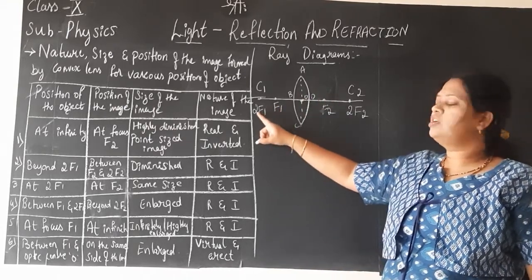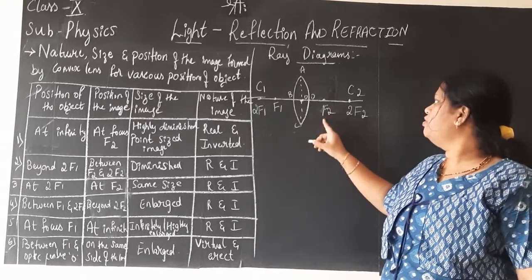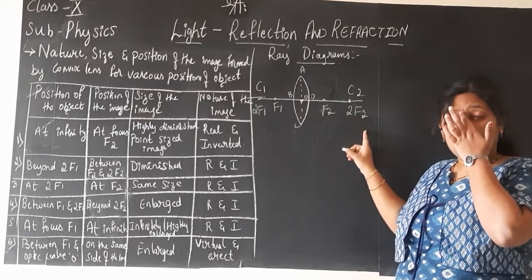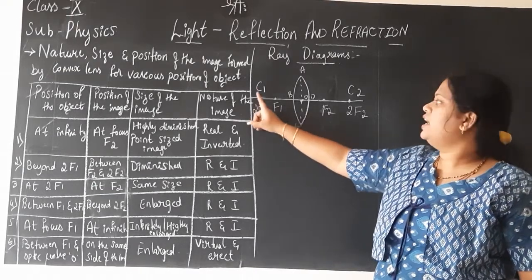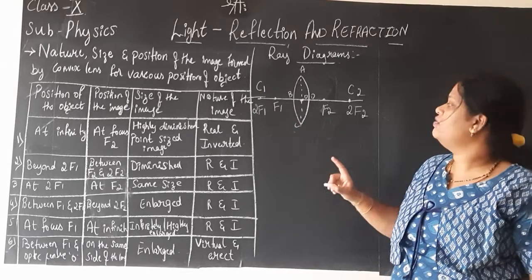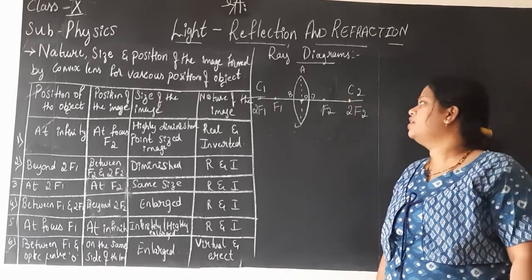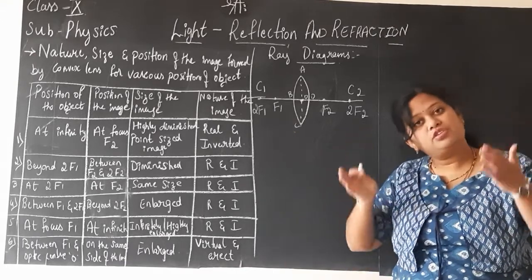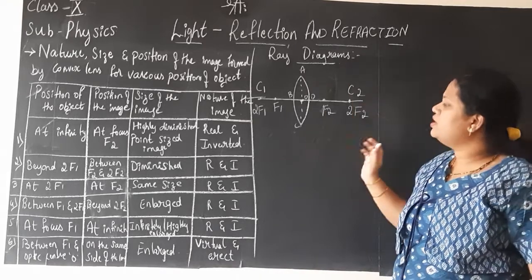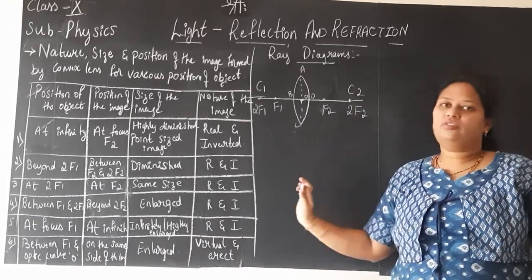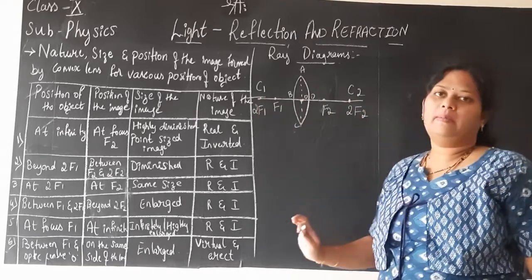Mark the principal focus F1 and 2F1 on the left hand side of the lens. Mark the principal focus F2 and 2F2 on the right hand side of the lens. Where you mark 2F1, there only you mark the center of curvature C1. Wherever you are marking 2F2, at that point only you mark the center of curvature C2. Why should we mark there only, ma'am? No, you can mark, because we are showing the center of the circle or the sphere, nothing else. Okay? So C1 and C2 also you will label.